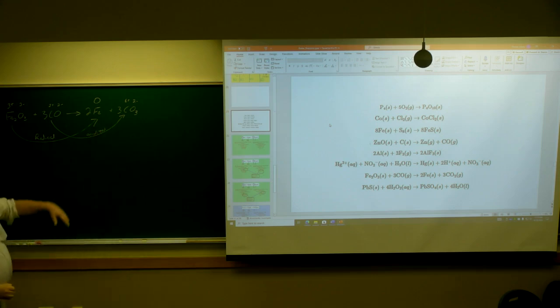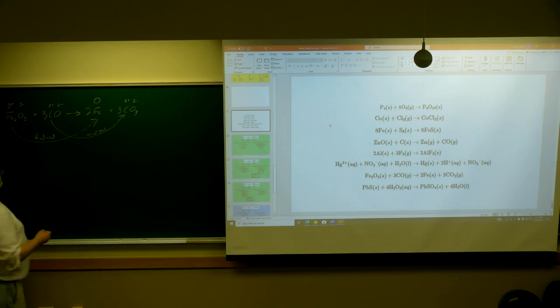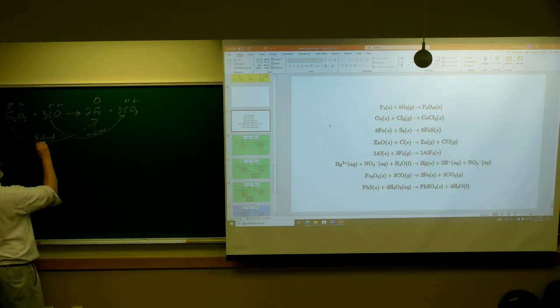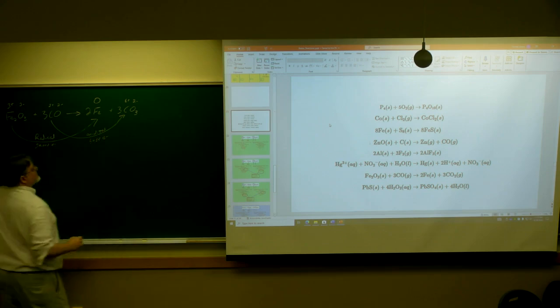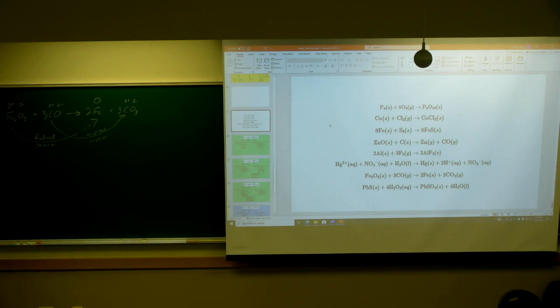So as this reaction goes, which one of these gains electrons? Iron. Yes, iron charge went down. That means it gained negative charges. So it's reduced, gained electrons, and that means this one lost electrons. You guys okay with this?